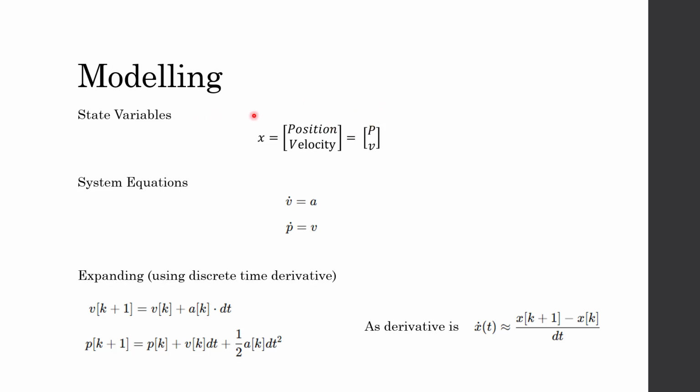This is the part of the modeling. So my state variables are the position and velocity, as I am interested in estimating these two variables for my robot. And this is the system equation. So velocity is the integration of acceleration, and position is the integration of velocity. So using this equation, I expand it using the time derivative, and in discrete form it converts to these two equations.